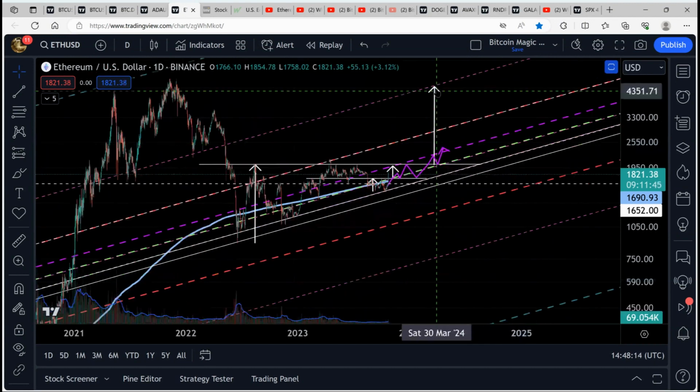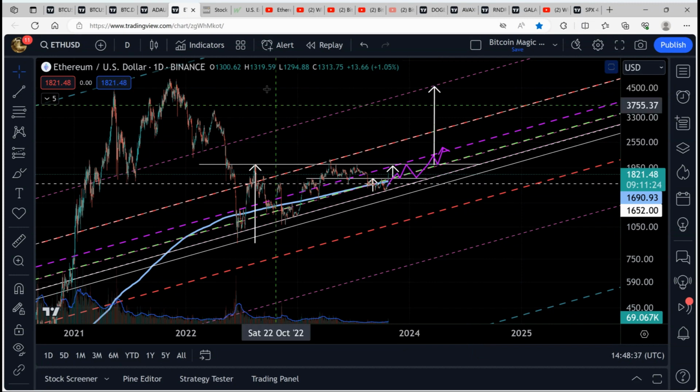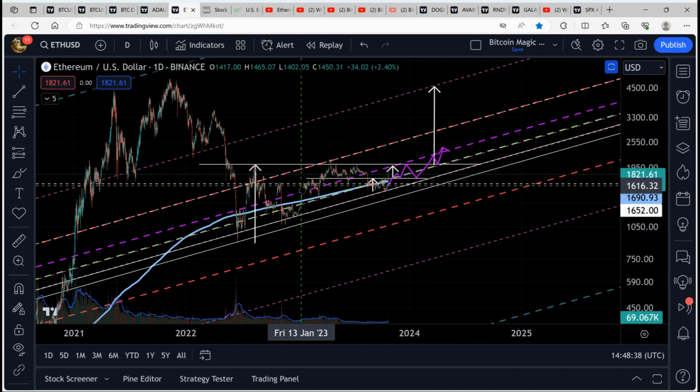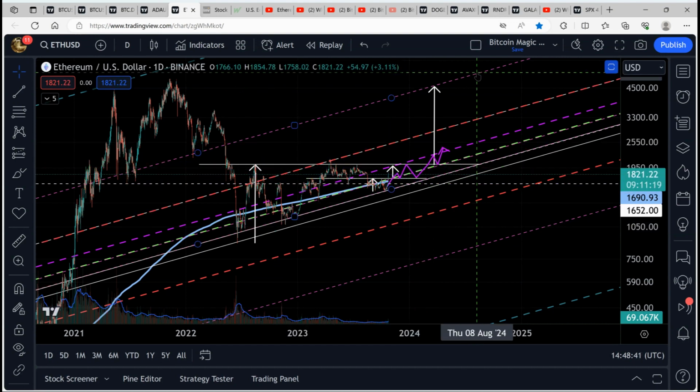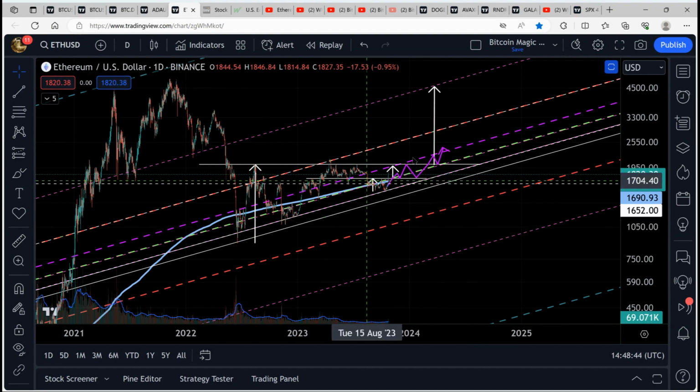which takes us up to the top of this parallel channel. Probably in March, because that's where it meets the top of this channel of $4,500 Ethereum. Yeah, so I don't think that's out of the question, because that's what happens in this zone. Prices usually triple, 2.5 to 3 times from the bottom to here.